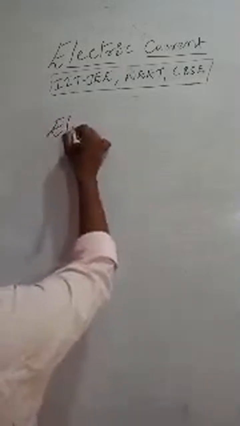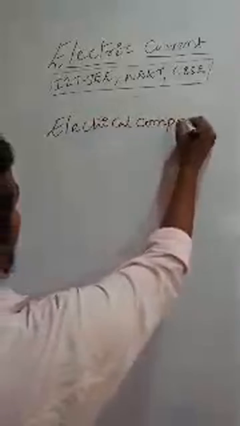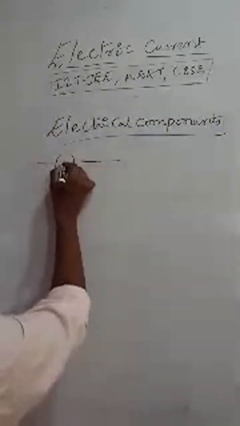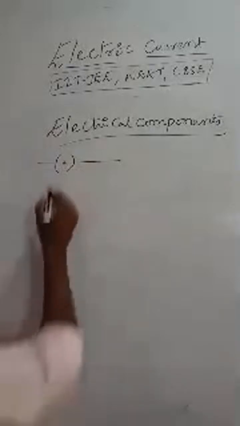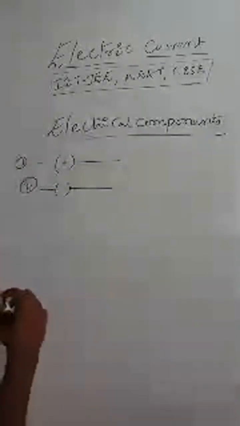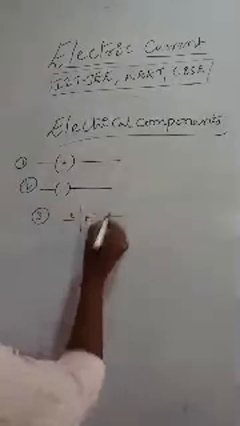Now we will discuss electrical components. What are the electrical components? We will discuss them in this class. The first one is the switch. What is this one? Closed switch. Next, open switch. The third one is the cell. This is a cell, with positive terminal and negative terminal.